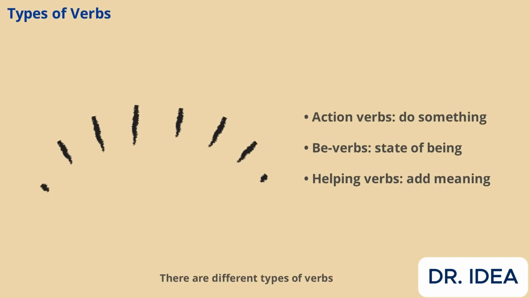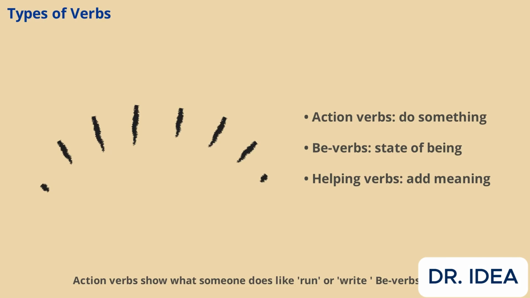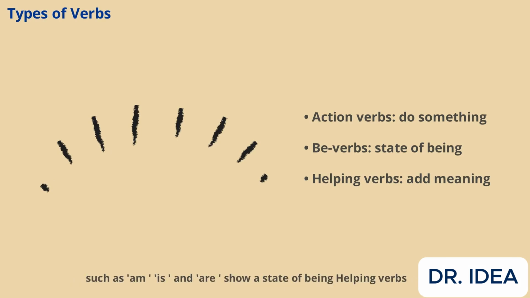There are different types of verbs. Action verbs show what someone does, like run or write. Be verbs such as am, is, and are show a state of being. Helping verbs like can, will, and have work with main verbs to create different tenses or meanings. For example, she is running uses is as a helping verb. Understanding verbs helps you express actions and states clearly.